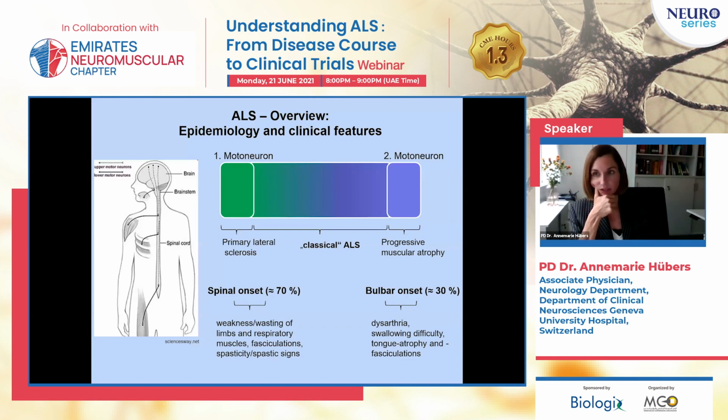We also distinguish between different onset types. Around 70% of patients show what we call a spinal onset, so disease onset with paresis in the region of the limbs. And around 30% show disease onset in the bulbar region, so swallowing muscles, tongue muscles, etc.